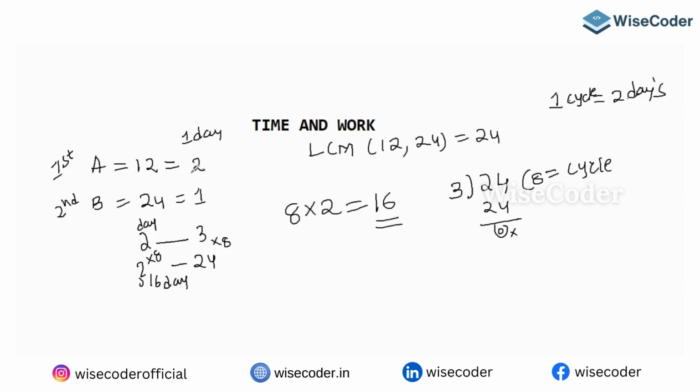I am repeating one more time. A will eat 2 chocolates, B will eat 1 chocolate.